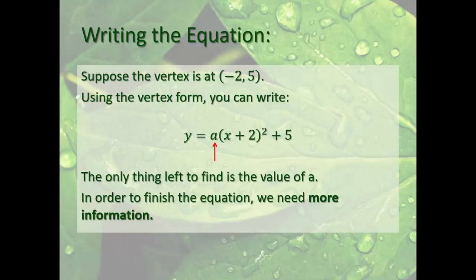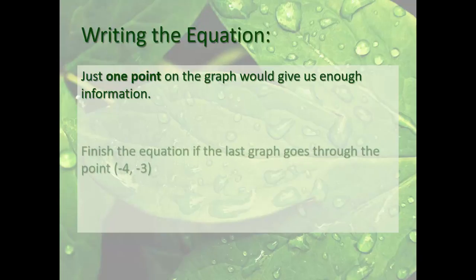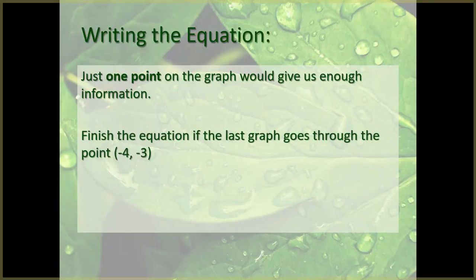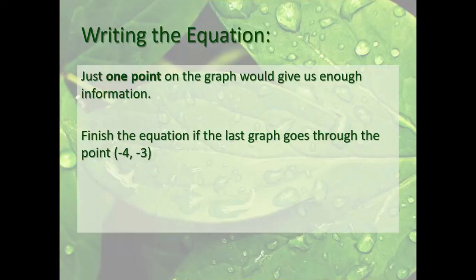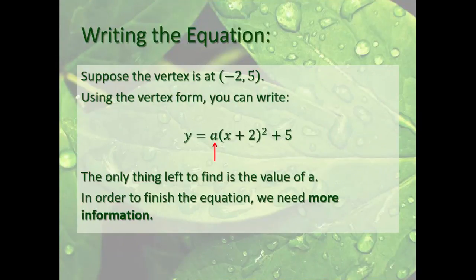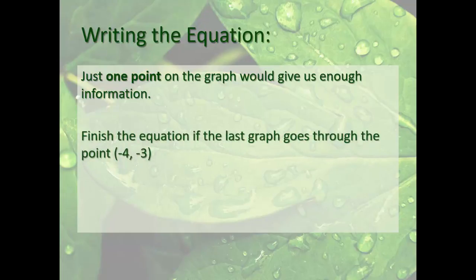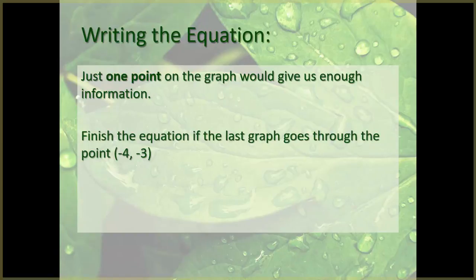So let's continue this example. Suppose we know that the vertex was at negative 2, 5. Okay, so it still has that vertex, but we know that it also goes through the point 4, negative 3. That's all we need in order to figure this equation out.